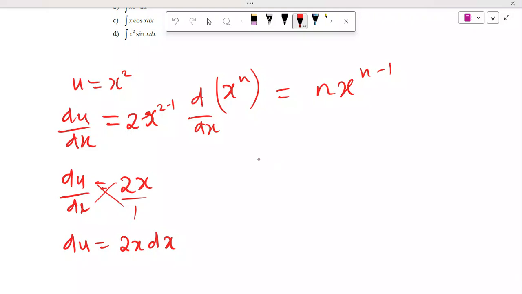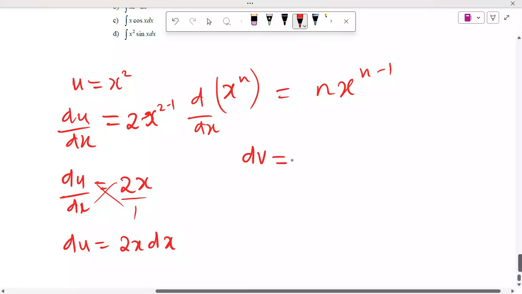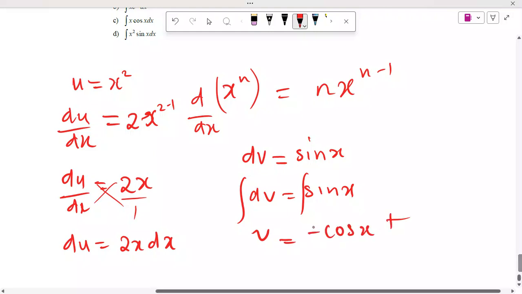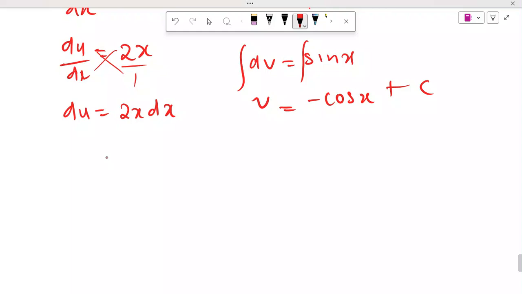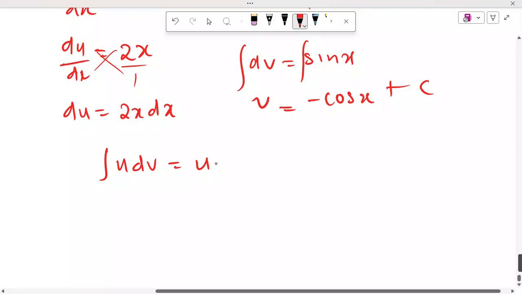Nice. Then now let's get dv. So dv is sine x. How do we get v? We integrate. So dv equals sine x, and we integrate. v is equal to negative cos x plus c. Okay, so now let's employ the formula. The formula is the integral of u dv equals uv minus the integral of v du.